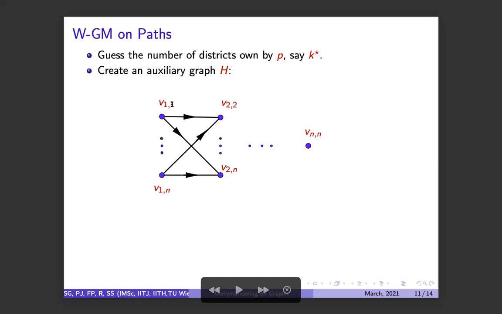So all the vertices which denote a district that ends at 1 should have an arc to all the vertices denoting the districts starting at 2. These arcs shouldn't be there because they are ending at n, so they shouldn't be going anywhere else.